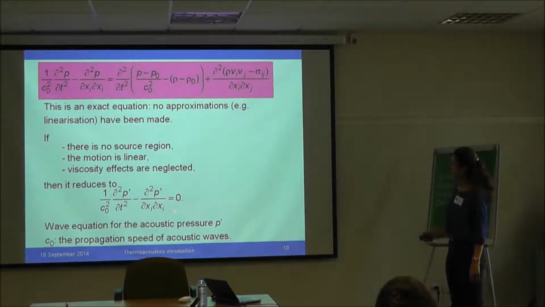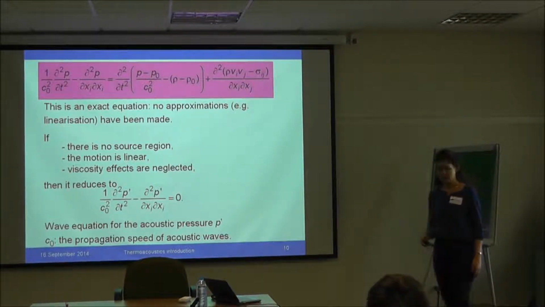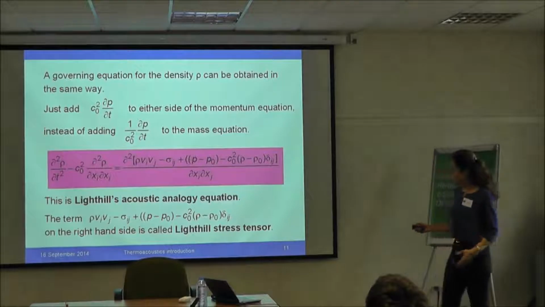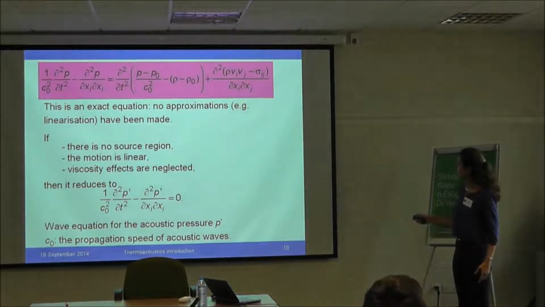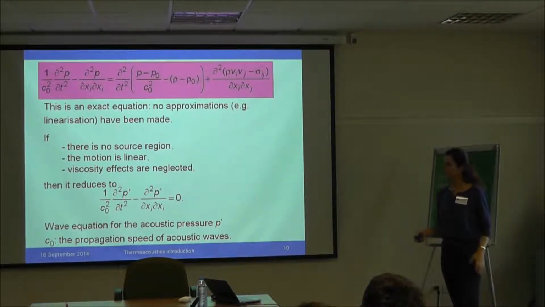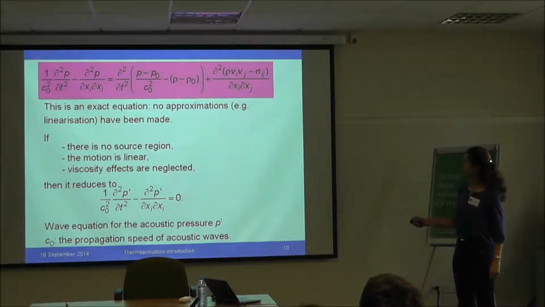Right, so that shows us that we have basically a wave equation for the pressure with source terms in this equation. And it also shows us that C naught is the propagation speed of the acoustic wave. Right, so here I've derived the analogy equation in this form with the pressure on the left-hand side. An alternative is to do the manipulation in a slightly different way and derive an equation with rho, the density, on the left-hand side.